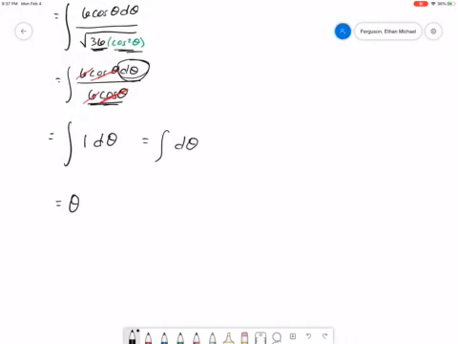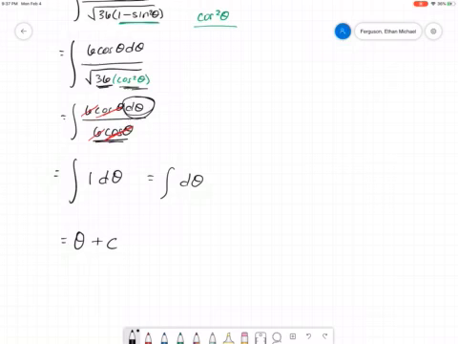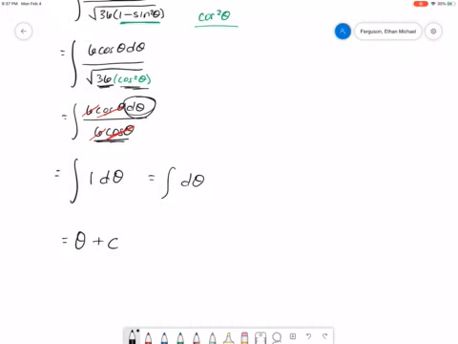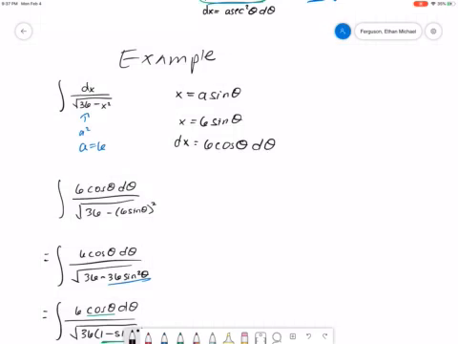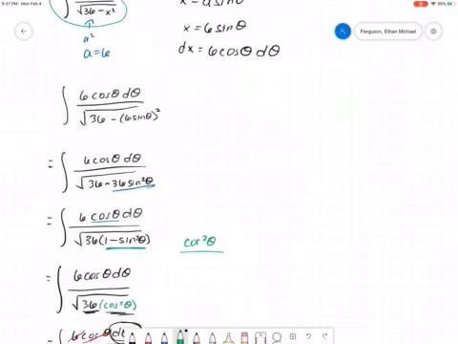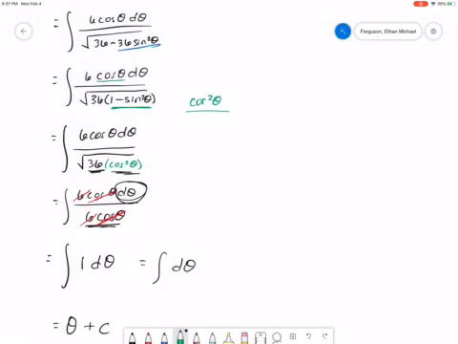Now, I know what you're saying. Cool, we're done. Oh, plus c because this is an indefinite integral. I apologize. I see what you're saying because you think we're done. But we started with an integral with the function of x. So we need to get our answer in terms of x.